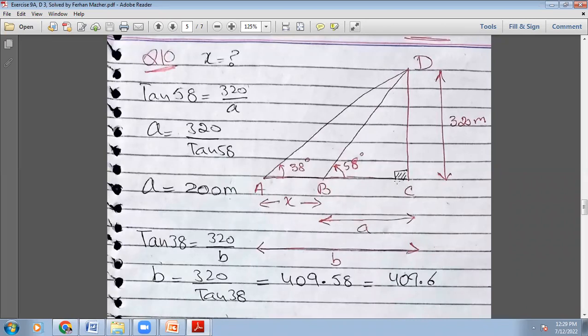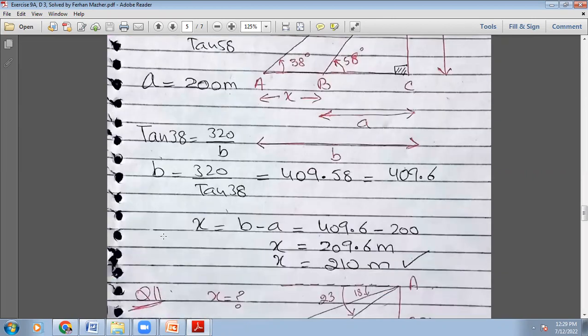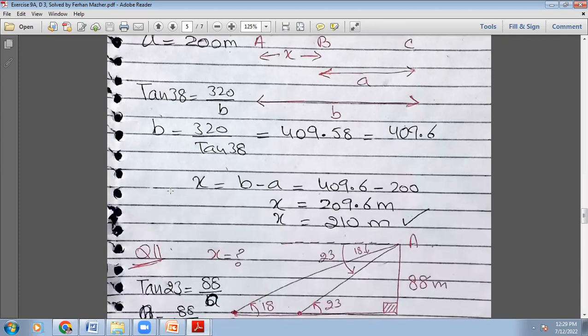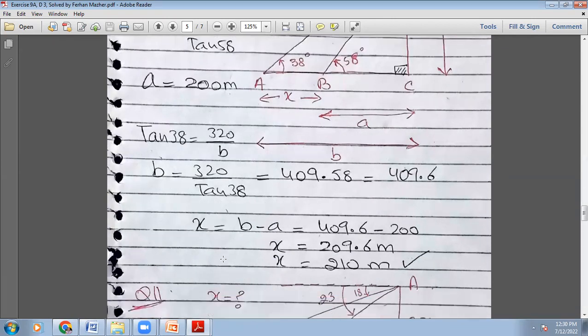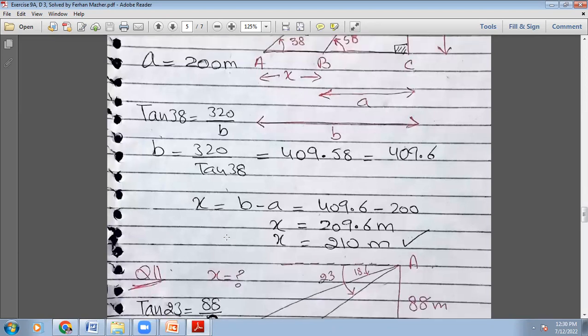Then I will apply tan on this big right angle triangle. The base is B and the height is 320. So tan 38 equals 320 divided by B. So B equals 320 divided by tan 38, which is 409.58, or 409.6. So X, the distance between A and B, will be B minus A. B is this whole thing, A is this part. So 409.6 minus 200 gives 209.6 meters, which is approximately 210 meters.